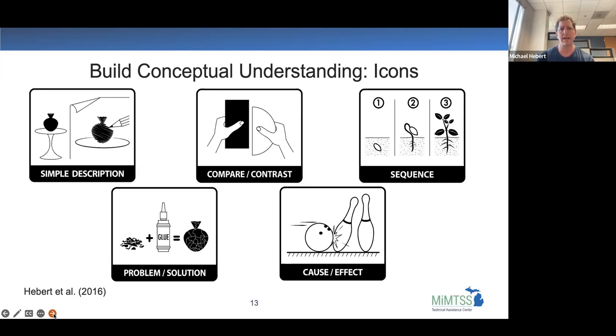So these icons can give you a little bit of a sense of what authors are trying to do with these text structures. In the first case, for simple description, you see a vase sitting on a table, and then a pencil sketching out that vase. Basically we use this icon to say that simple description is something authors use when they intend to help people get a picture in their mind when they describe something, right?